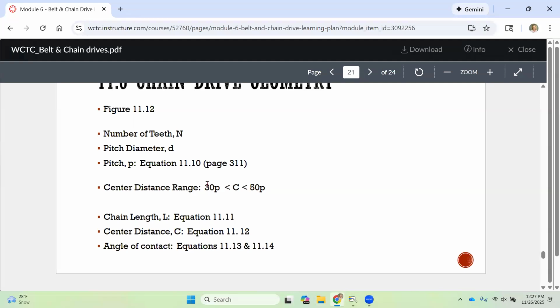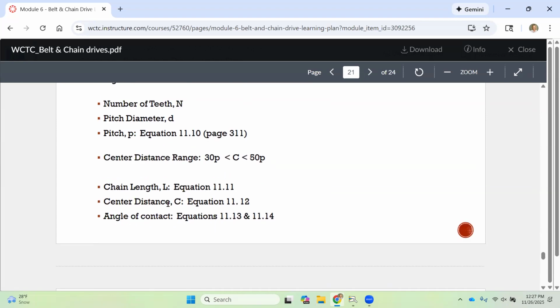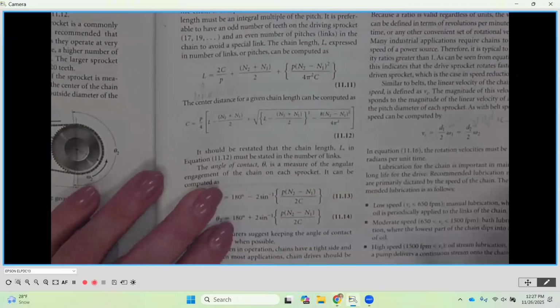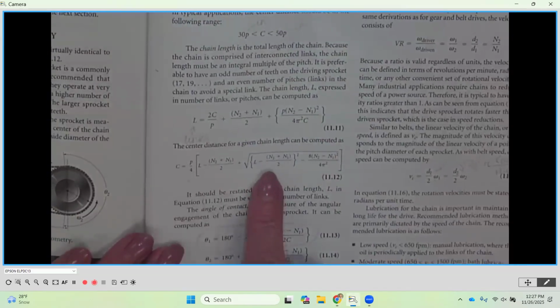So this is going to be something that we're going to check for the center distance to kind of get us in the ballpark, but then also make sure that we're not exceeding that on our actual center distance. Then we can calculate the chain length. This is going to be equation 1111. So if we go underneath, you're going to notice that it's a pretty hefty equation. So it's right here, okay? And then the center distance, once we know what our given chain length is, we can compute that center distance here. Another pretty hefty equation that we're going to be working through, that consists of the number of teeth on each one of our sprockets.